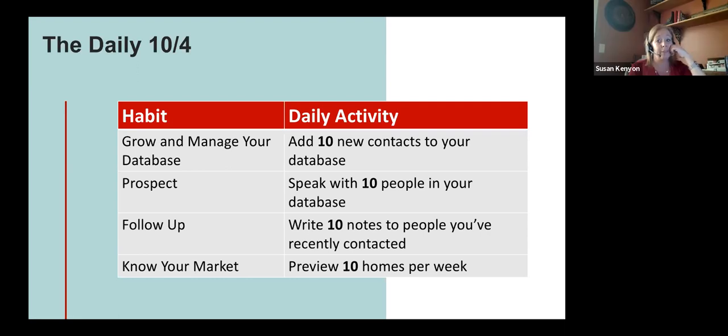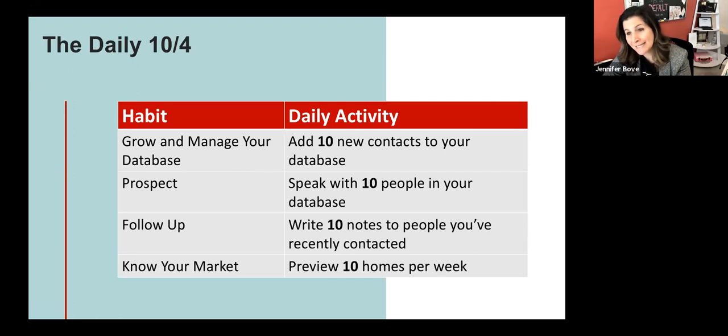Now, a lot of people don't hear that right. They think it's just something that they do while they're in Ignite and then they forget about it. Or they say, you know what, I'll do one day of this and then forget it. I promise you, will anybody commit to doing this daily, by the way? Any hands up of anyone that's going to commit to doing a daily 10-4 daily? Definitely. Adding 10 contacts to your database, speaking to 10 people, writing 10 note cards, and knowing your market. I got a one yes? Okay, all right, good. Just one?